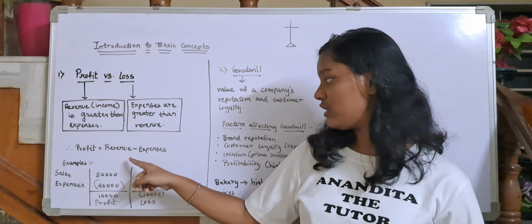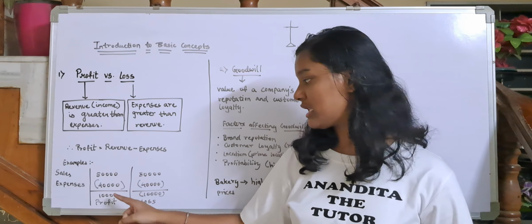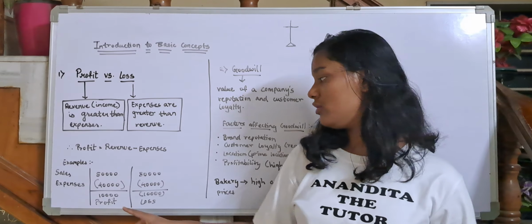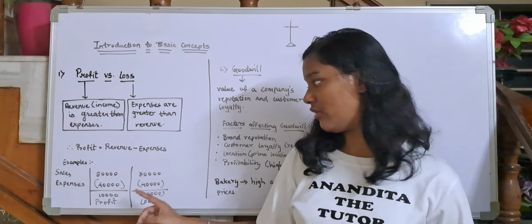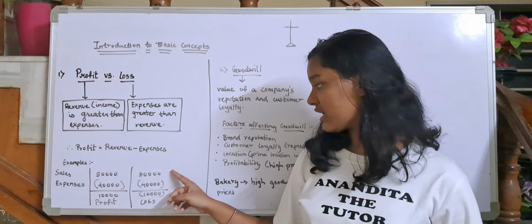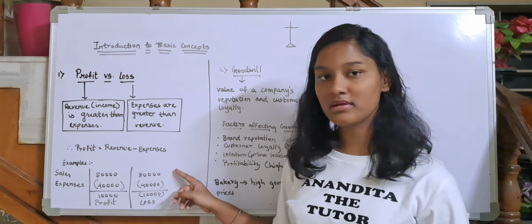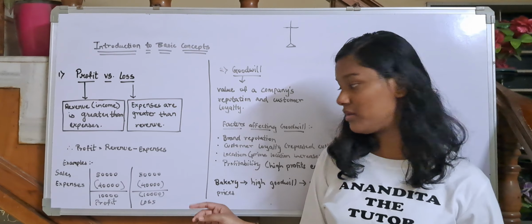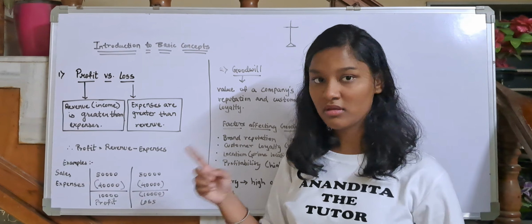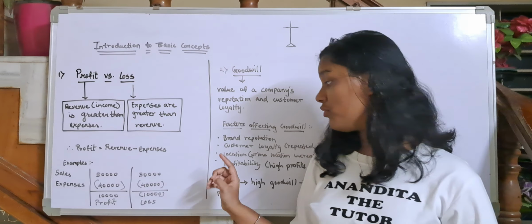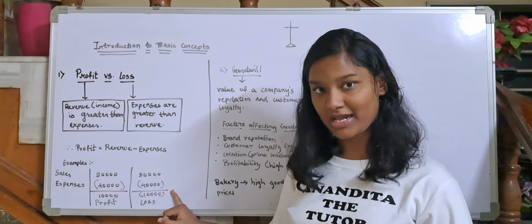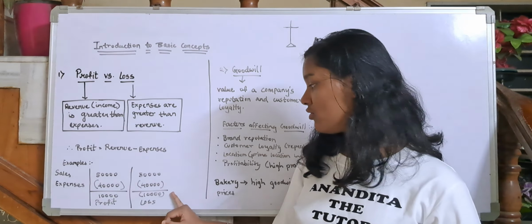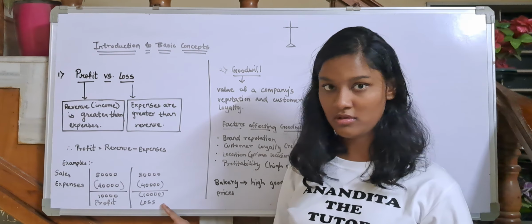So revenue minus expenses, that is 50,000 minus 40,000, is 10,000, and since it's positive, you earn a profit of 10,000. Whereas in the second case, the sales are 30,000 and your expenses are 40,000. 30,000 minus 40,000 is minus 10,000. A bracket means minus in accounts. So whenever you see round brackets like this, it means minus. So 10,000 is written in minus. So it is loss.